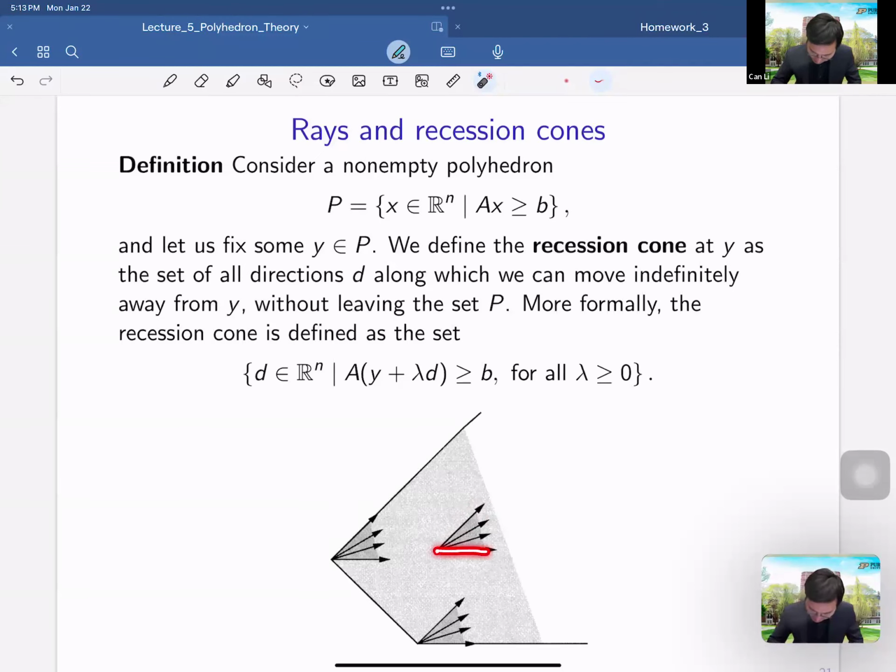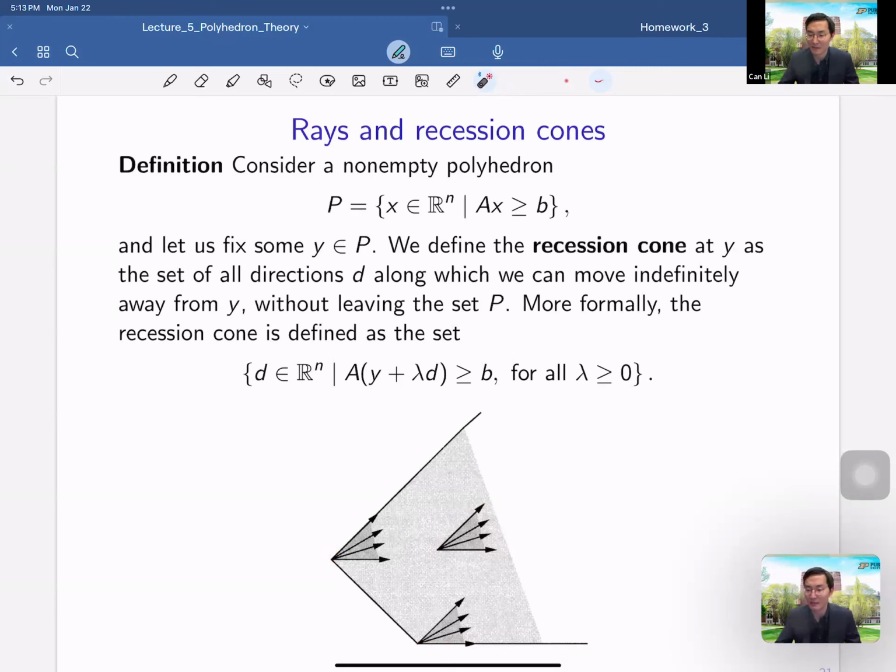And then the other extreme direction is parallel to the boundary on the bottom, right? So if it's parallel, it will never cross the boundary at the bottom. And any of the directions within these two extreme directions belong to the recession cone at this particular point here. And if we pick a different point, you can also draw the recession cone.